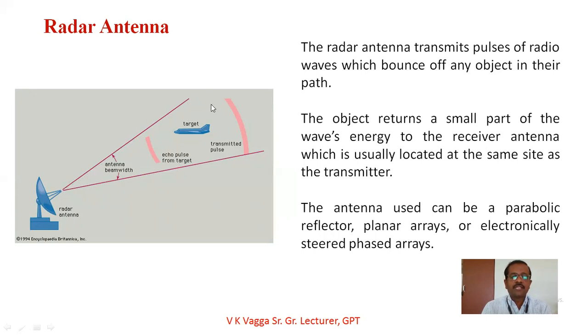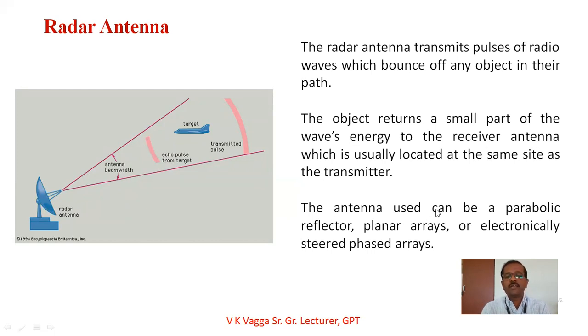As the distance from the antenna increases, the signal hits the target and is reflected back. The object returns a small part of the wave's energy to the receiver antenna, which is usually located at the same site as the transmitter. You can see again the same antenna acts as the receiver here. It receives part of the signal; the pink color signal is the reflected signal, reflected by hitting the target.